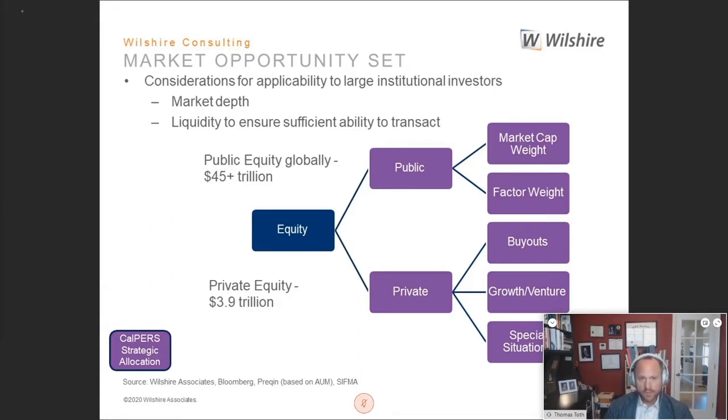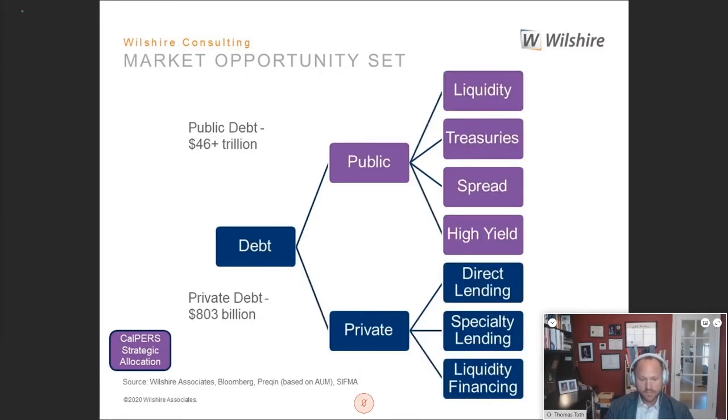So that's equity. If we flip to page 7, we can see debt. You can see on the public side, for liquidity, treasury, spread, and high yield, those are all currently explicitly modeled within the CalPERS strategic asset allocation. Over the last couple of quarters, we've talked quite a bit about private debt, and that those have not up to this point been included in the modeling for asset allocation purposes, but it's one of the discussions that we'll be having as we move through this asset liability management cycle.